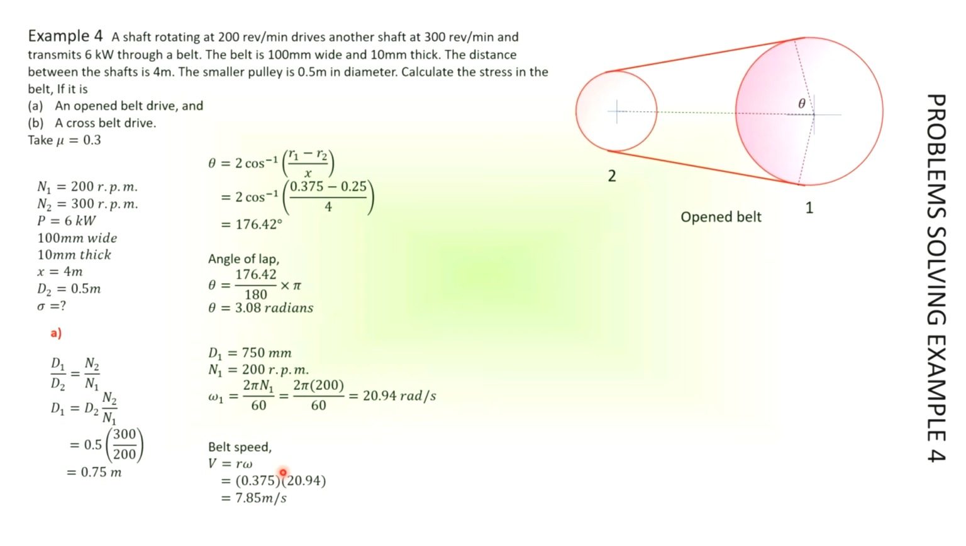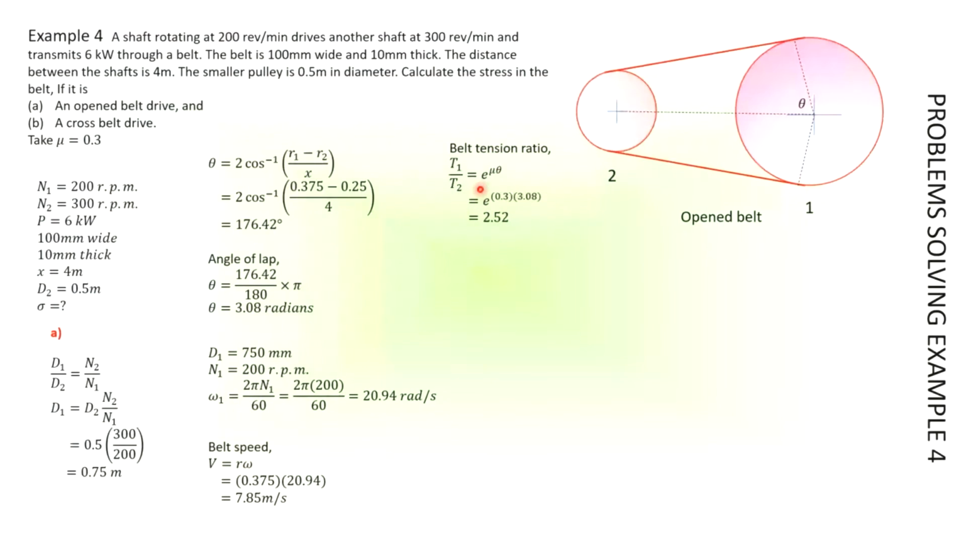You can double check by taking R2 omega 2. Now what we have taken is R1 and omega 1. So the tangential speed, or the belt speed, is 7.85. It's still less than 10, so that is why in this example also we are not taking centrifugal tension TC into account.